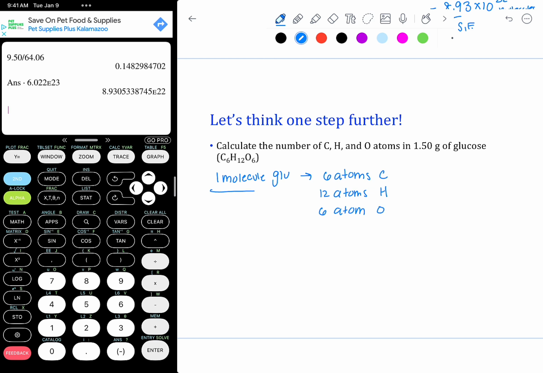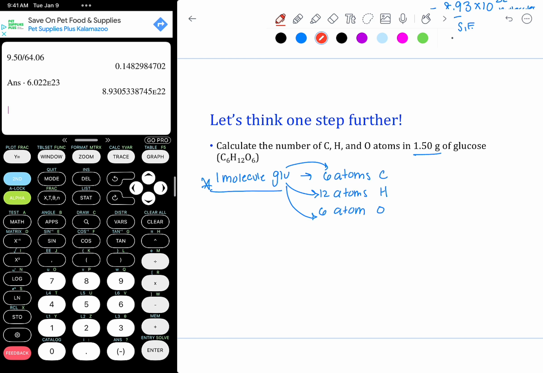So if I know how many molecules are in 1.50 grams of glucose, I can then use these as conversion factors to find the individual number of atoms of each of those elements in my sample of glucose. Okay, so the first thing that we want to do is determine the molecules of glucose, which is what we just did in our previous examples. We took our original mass, we divided it by the molar mass, we then multiplied by Avogadro's number. So let's take a second and let's do that first. Let's determine the number of molecules of glucose.